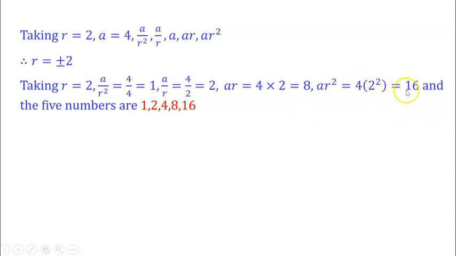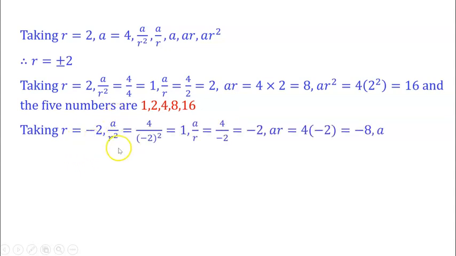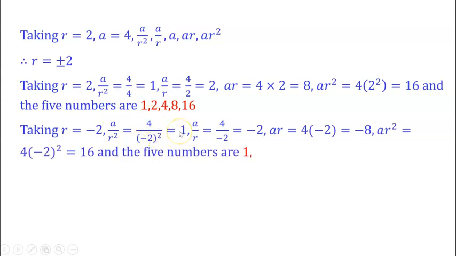4 into 4, 16. And the five numbers are 1, 2, 4, 8, 16. These are the five numbers. Okay. Taking r is equals to minus 2, then the numbers are: a upon r square means what? 4 upon minus 2 bracket square is equals to 1. Next is a upon r, that is 4 upon minus 2, that is equals to minus 2.